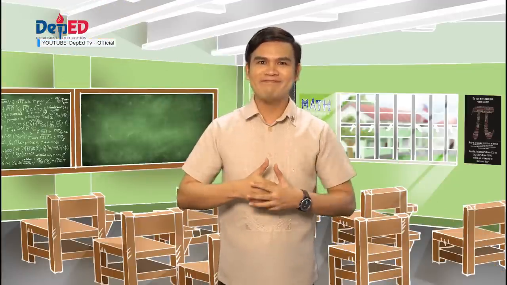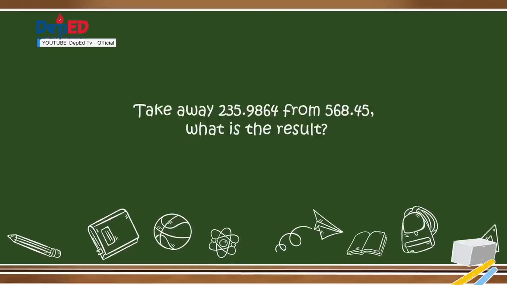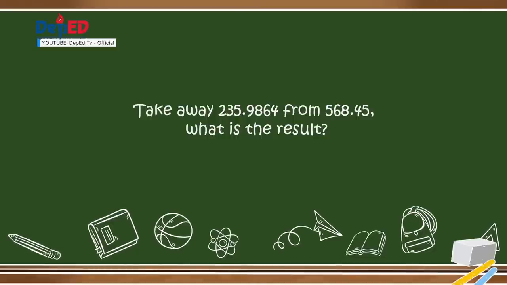Good work! Let's have another one. Take away 235 and 9,864 10,000s from 568 and 4,500s. What is the result?